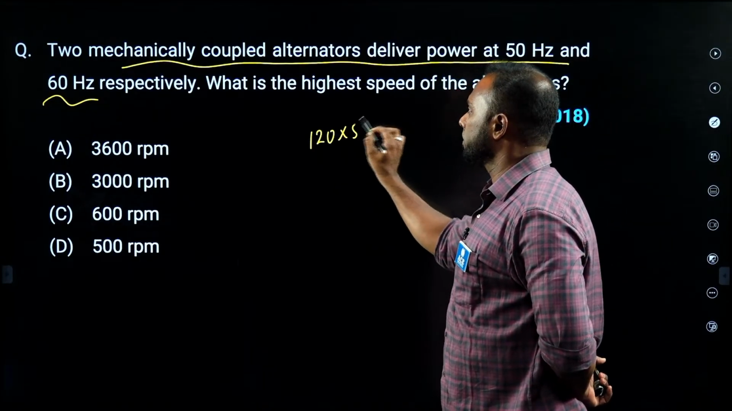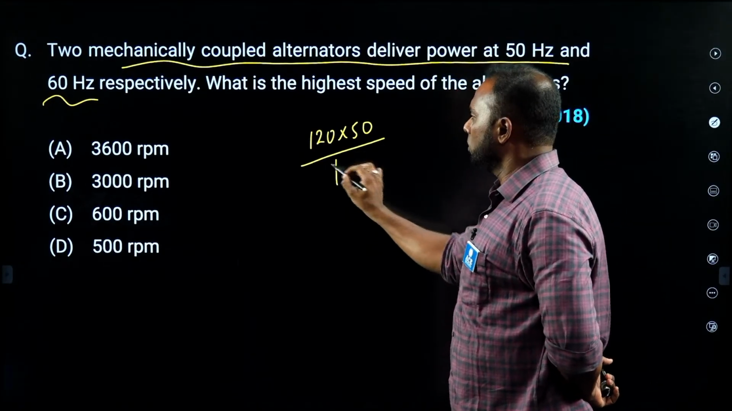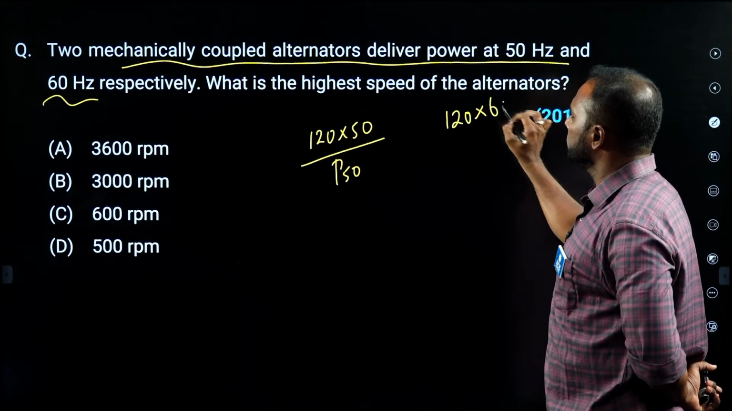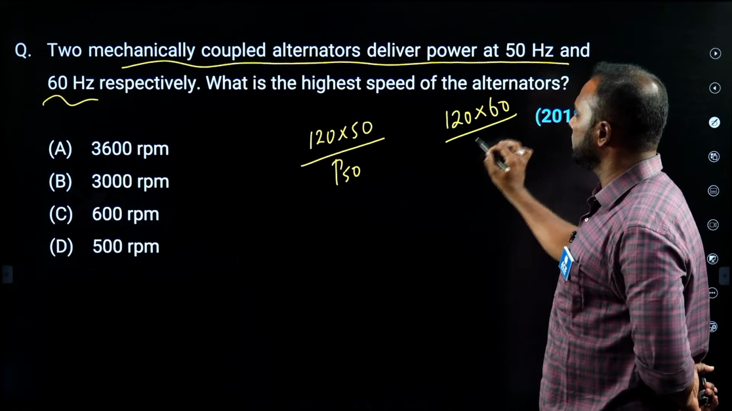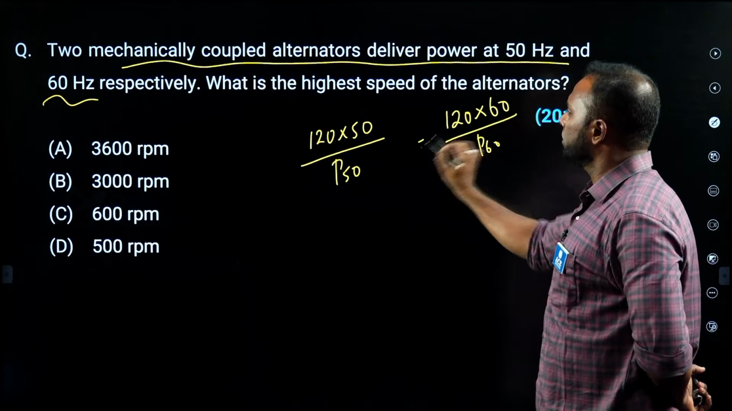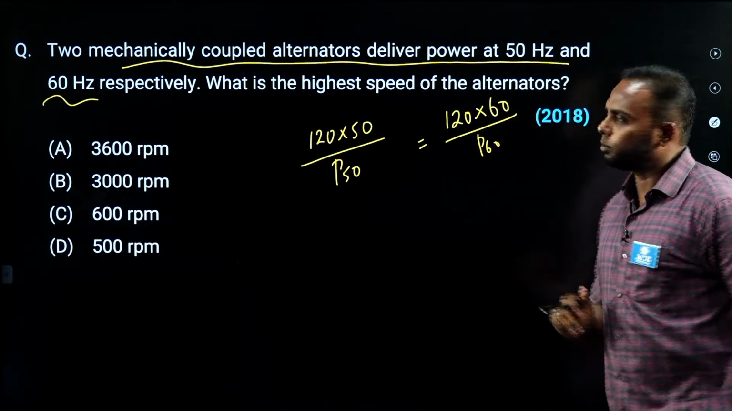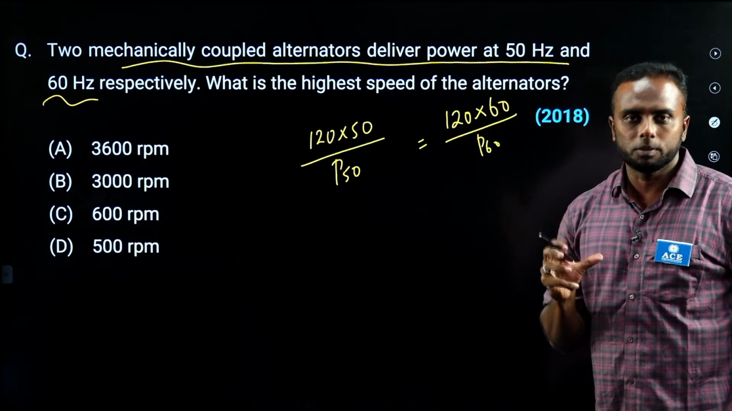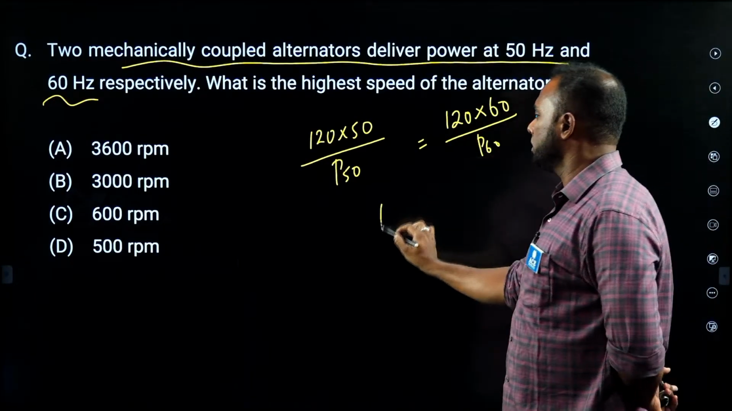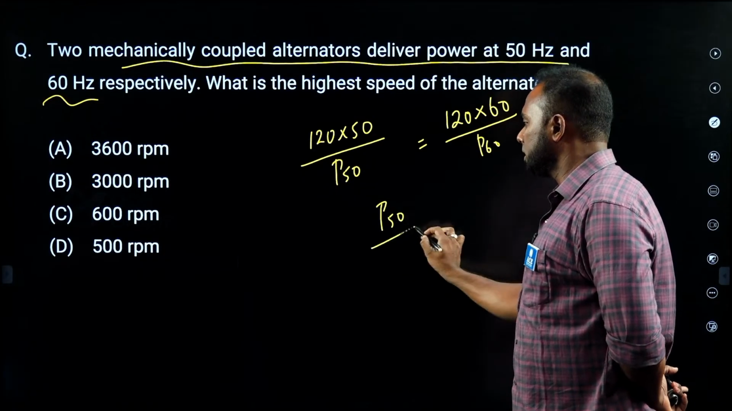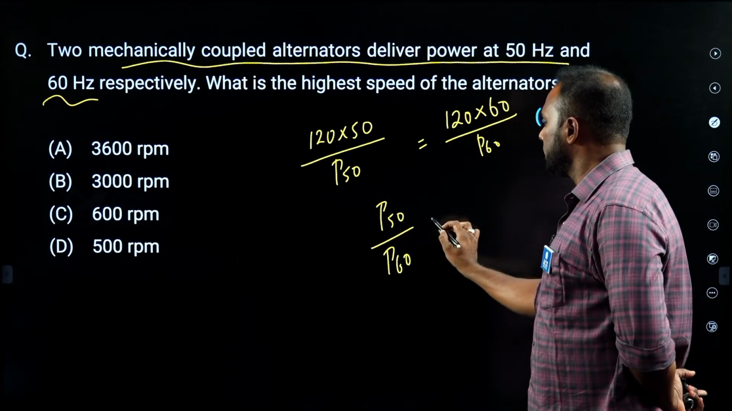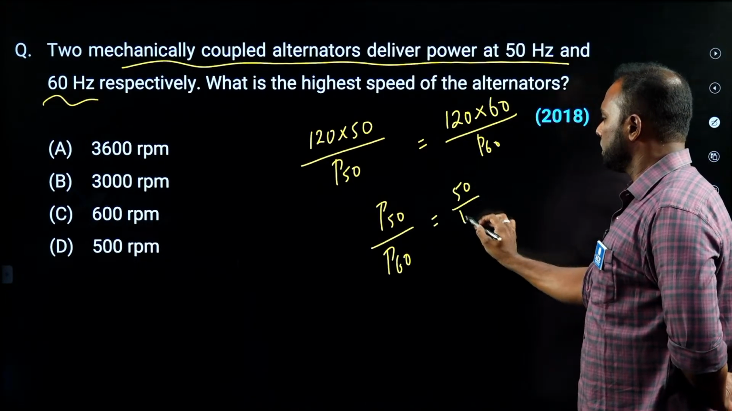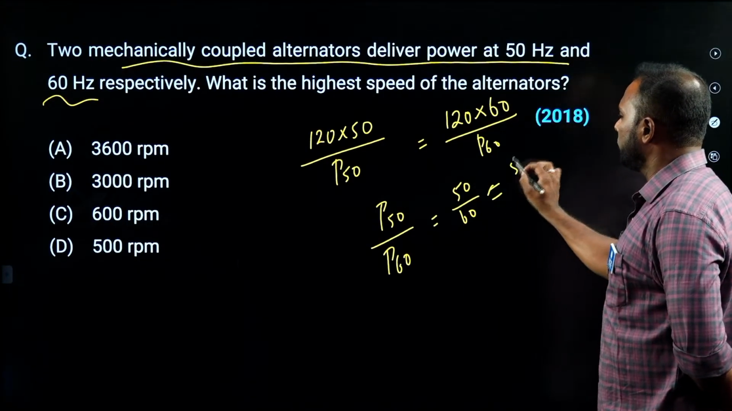120 into 50 divided by poles of the 50 Hz alternator, and for the other one, the synchronous speed is 120 into 60 Hz divided by poles of the 60 Hz alternator. Both are the same, since they are mechanically coupled. Then if you simplify, the poles of the 50 Hz alternator over the poles of the 60 Hz alternator is equal to, 120 cancels, 50 divided by 60, which is 5 by 6.